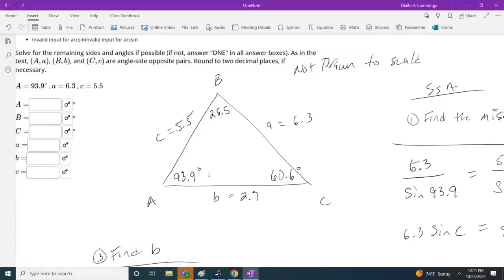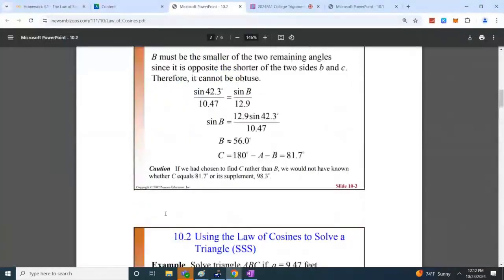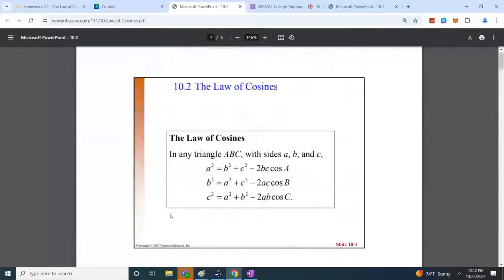All right, any questions about the law of sines? Now the next time we meet, next week, we're going to take a look at the law of cosines. One quick thing about the law of cosines. Here are the law of cosine formulas. But these are not the formulas you're actually going to use. You have to modify them.